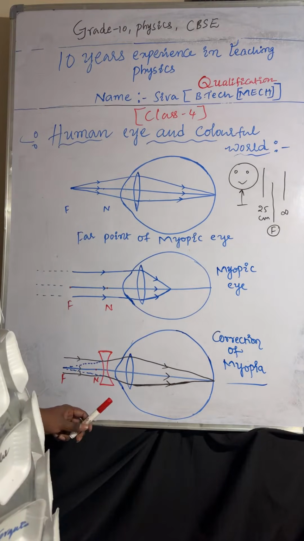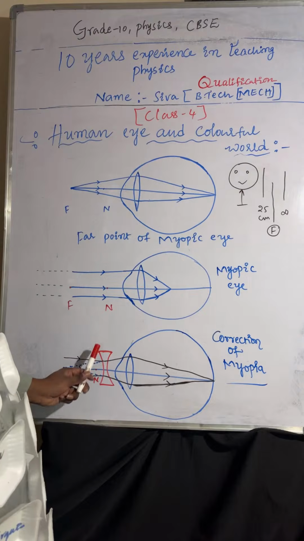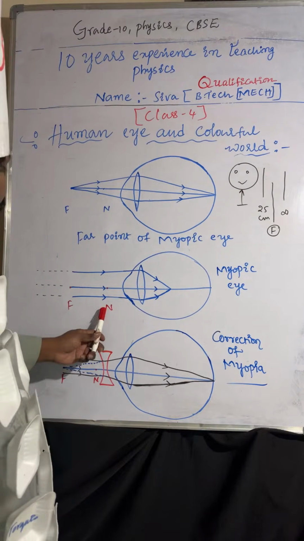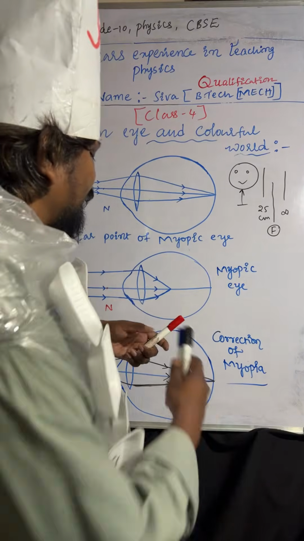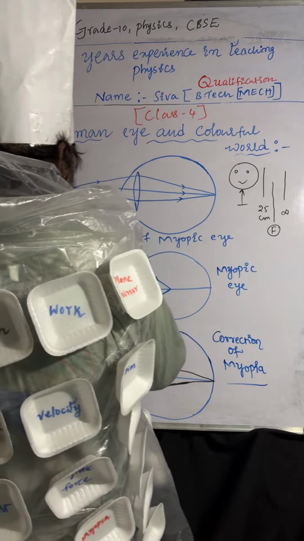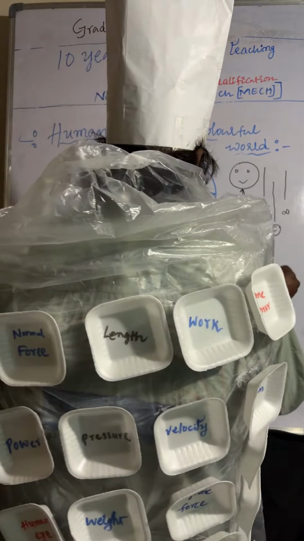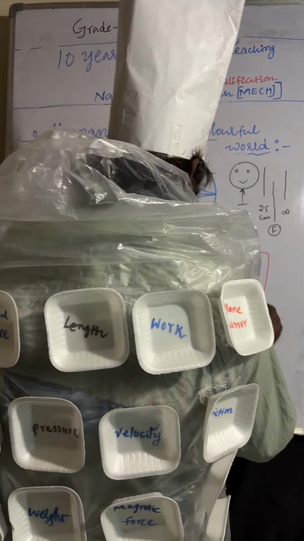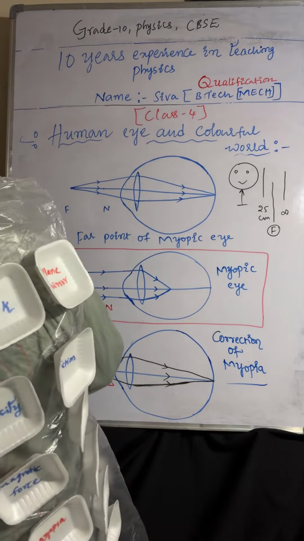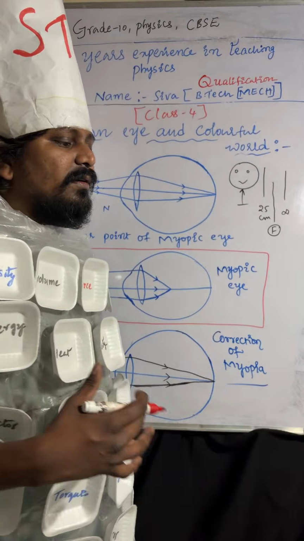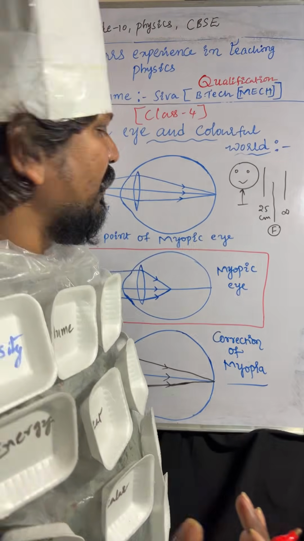Correction of myopia. So check once here. We are using a concave lens. Near point, far point. And if you observe this second diagram, you will get to know the causes of myopia.